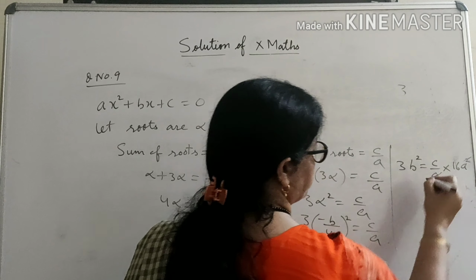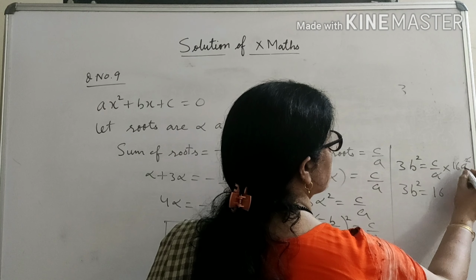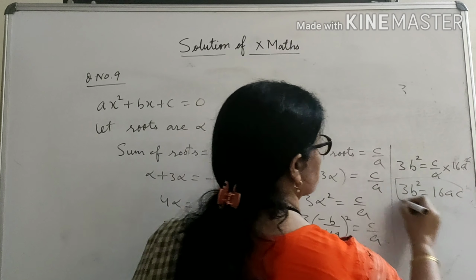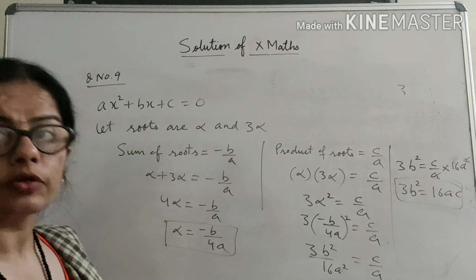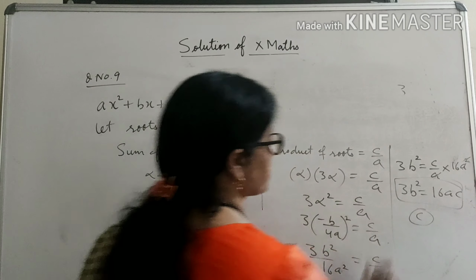One a will cancel. So what will come? 3b square is equal to 16ac will come. One a is here, one c is here. So this is the right answer. 3b square is equal to 16ac. The right answer is part C. Option C is the right answer.